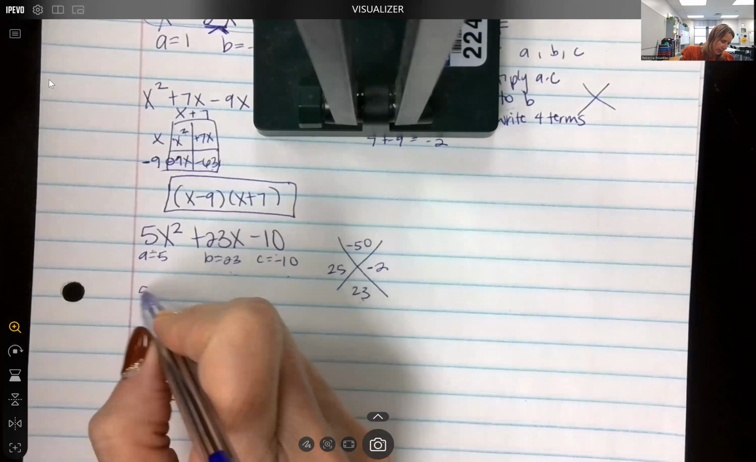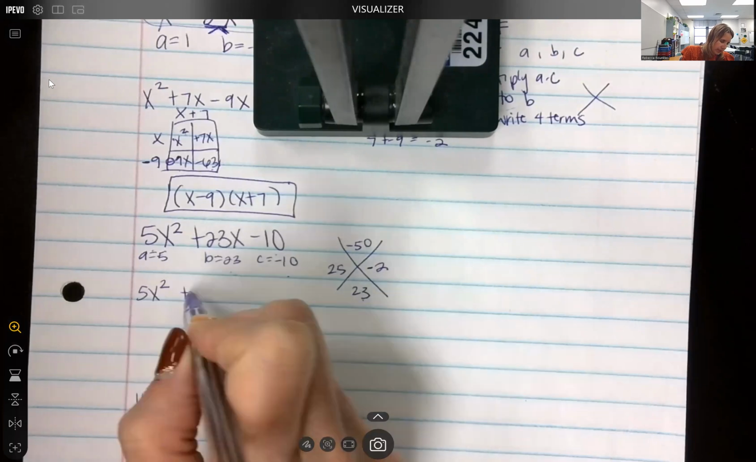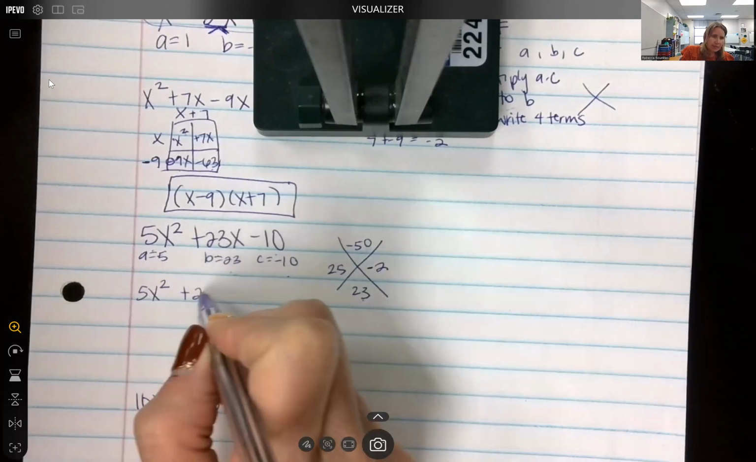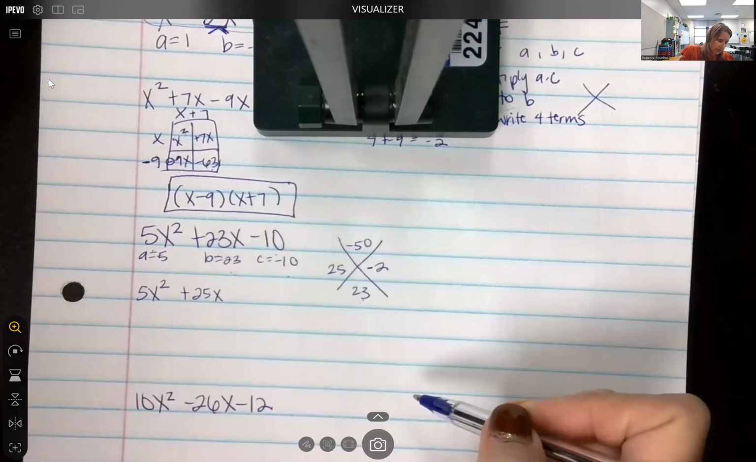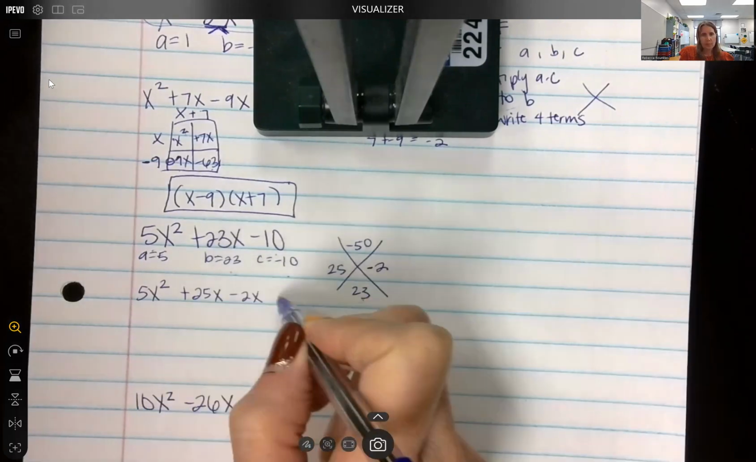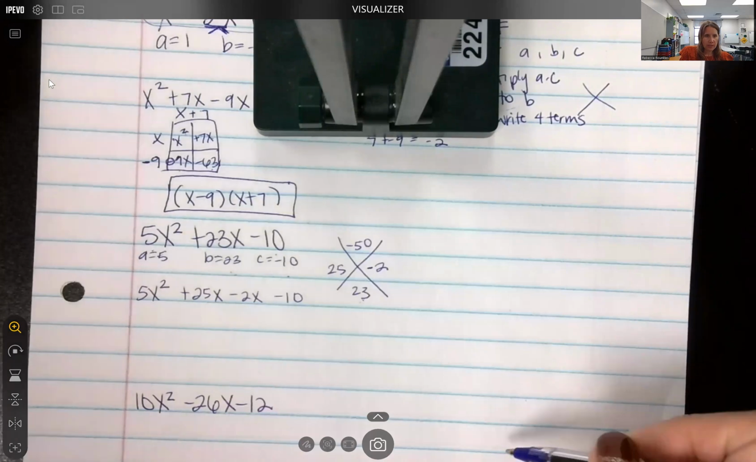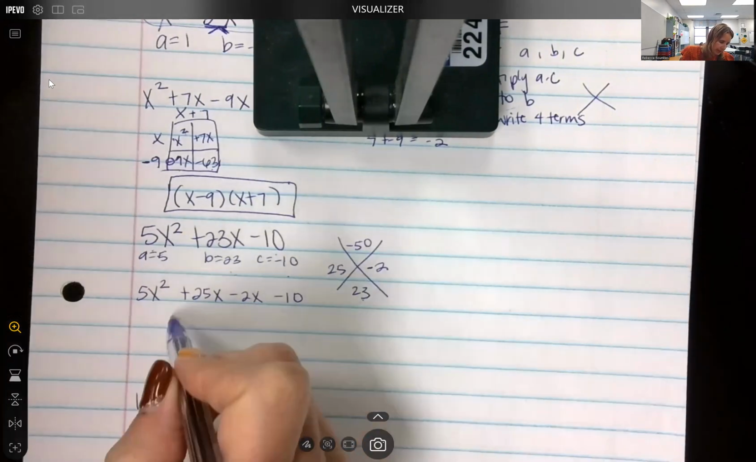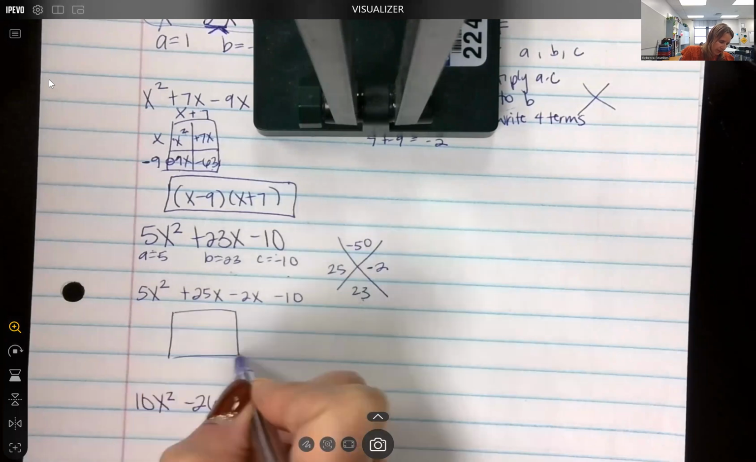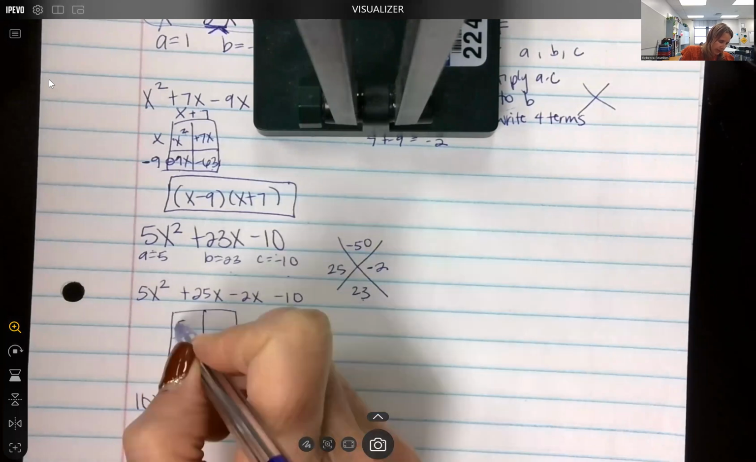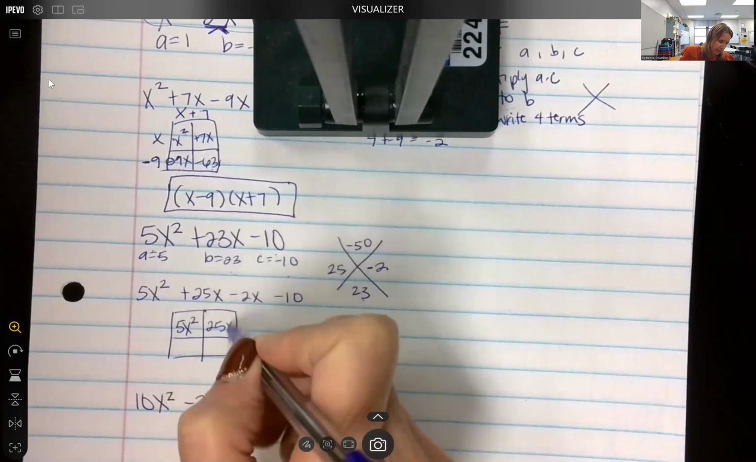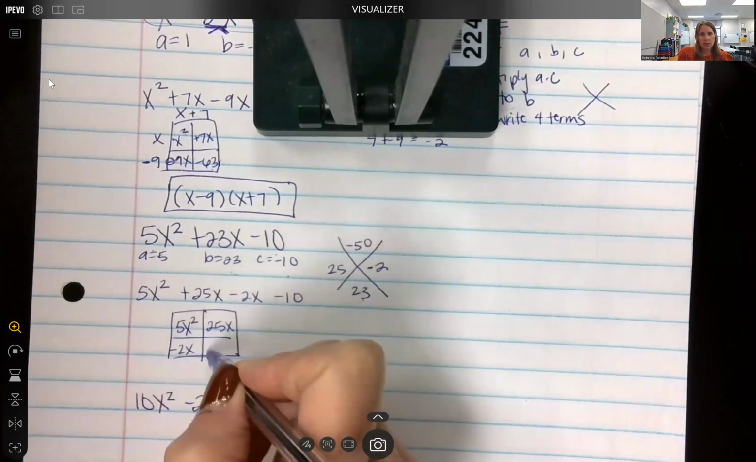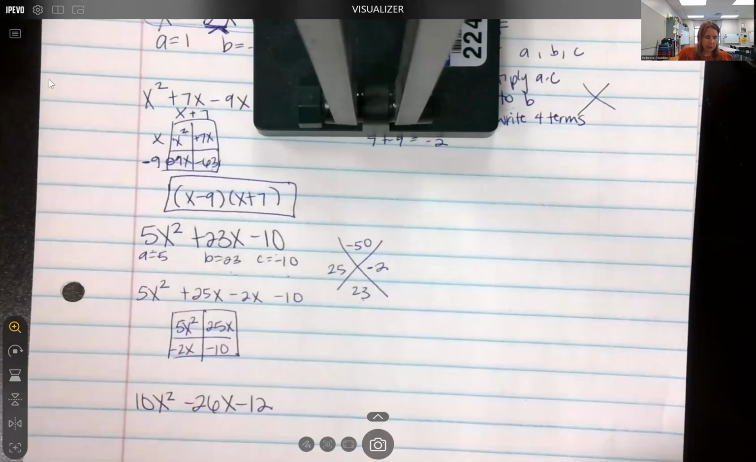5x squared plus 25x minus 2x minus 10. Okay, so there's our 4 terms. Put those in the box, and we get 5x squared, 25x, negative 2x, and negative 10. So 4 go in the box, and then we look at our GCF.